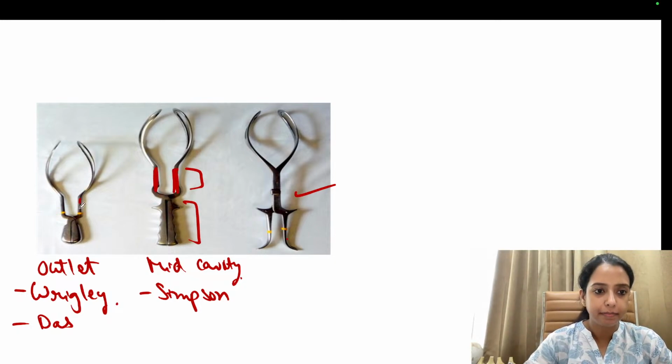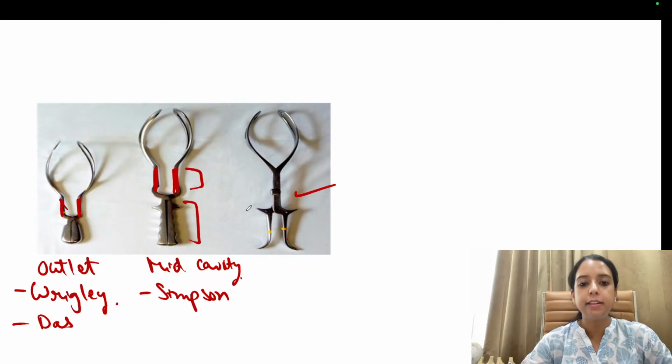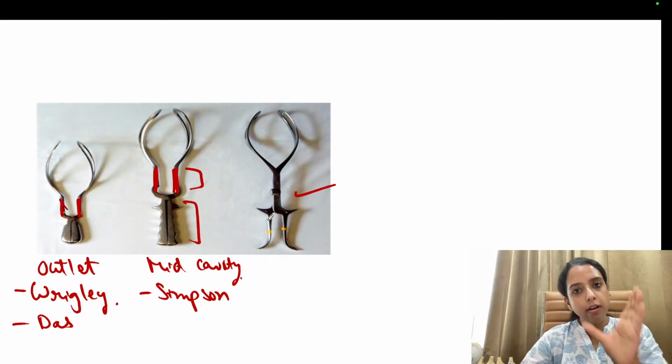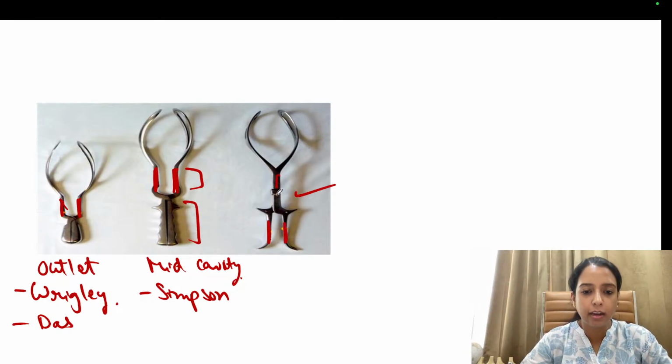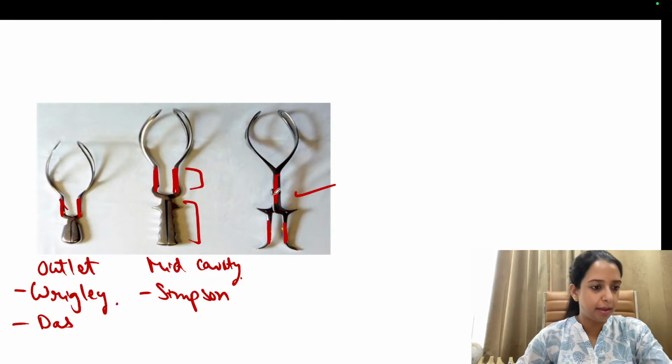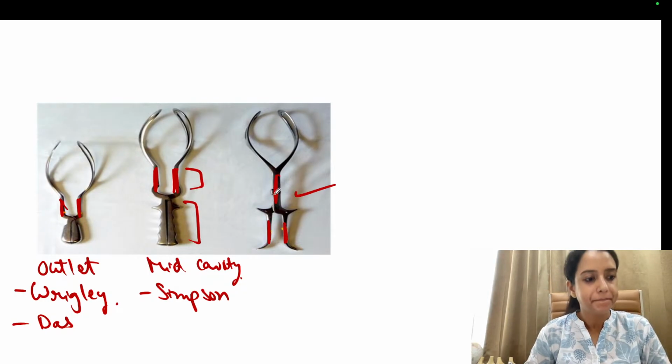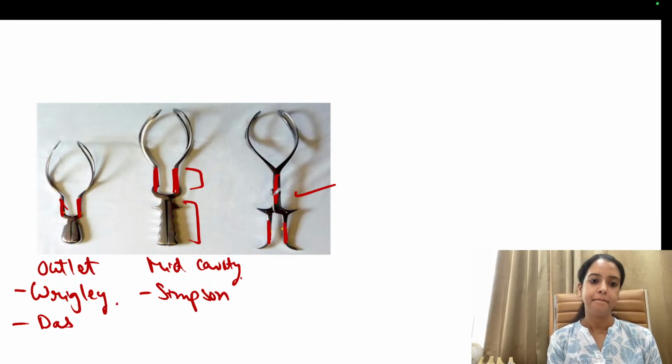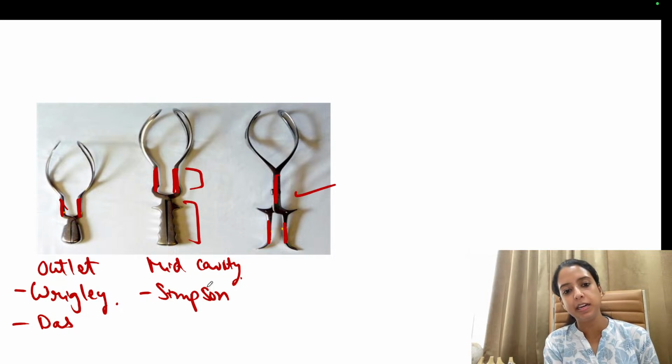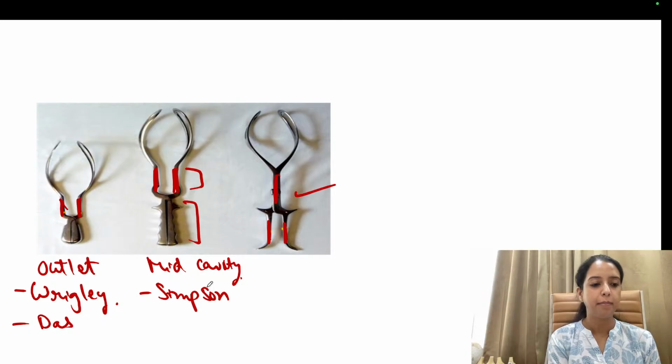Shanks are apart. In this forceps, it is reversed. On locking, the handles are apart, but the shanks are closed. What is this forceps? Who will tell me the name of this forceps? When it is locked, the presentation is completely different from the routine forceps. What is this? A different type of forceps.